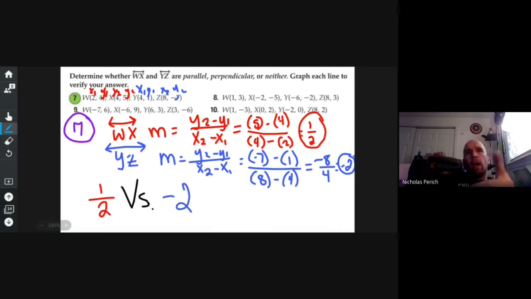Yes or no in the chat. Are they parallel, perpendicular, or neither?